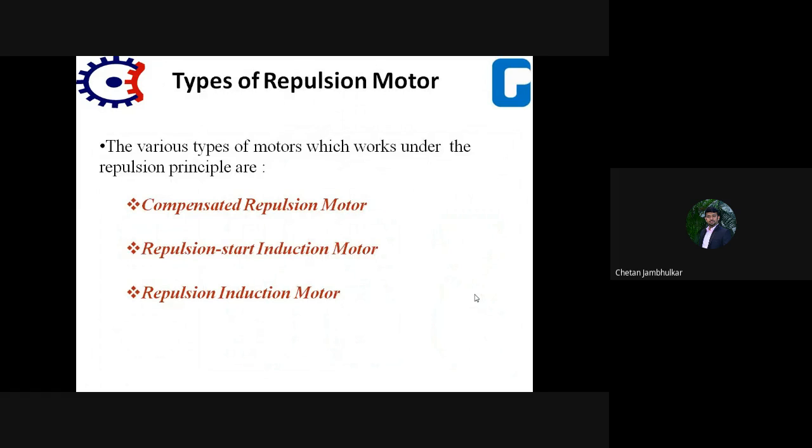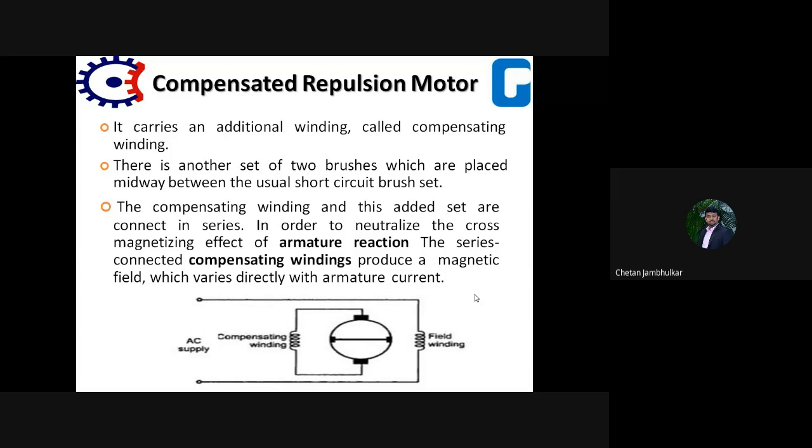The various types of motor which work under the repulsion principle are the compensated repulsion motor, the repulsion start induction motor, and the repulsion induction motor. So there are three types of motor. In the compensated repulsion motor, it carries an additional winding for compensation. It is called the compensating winding.